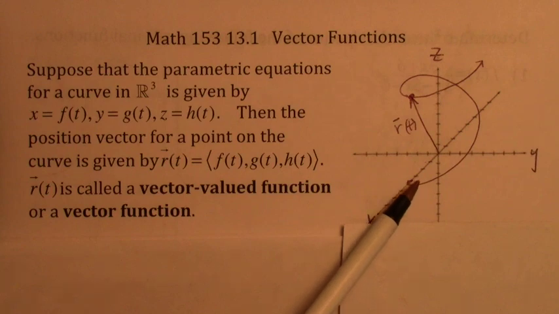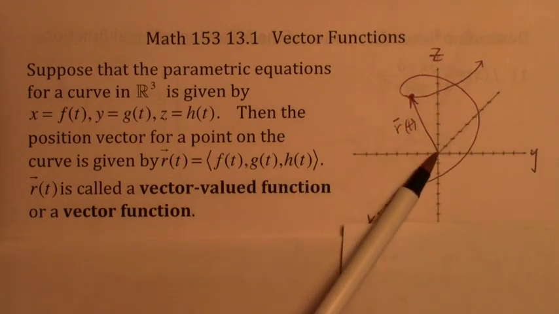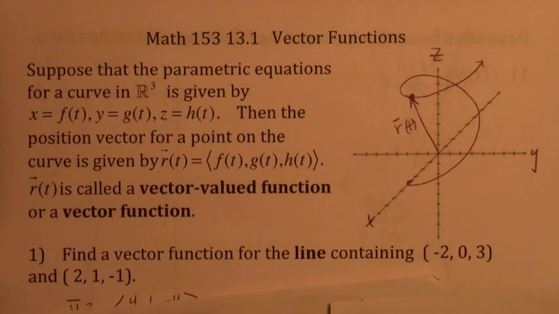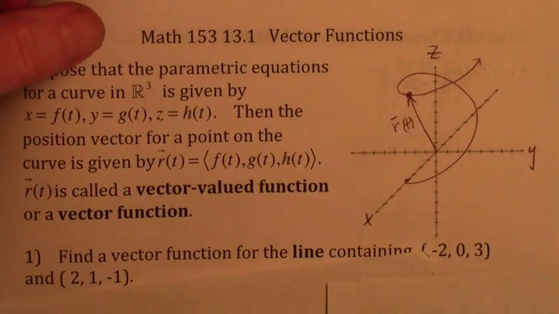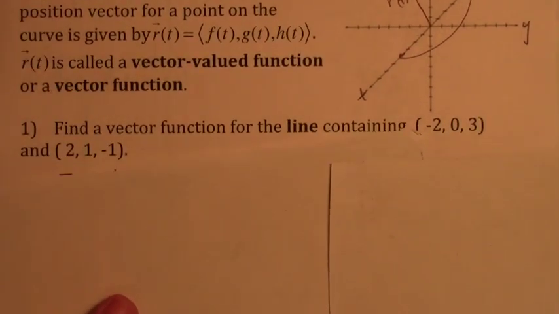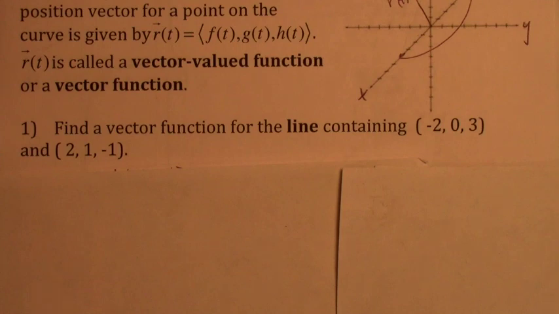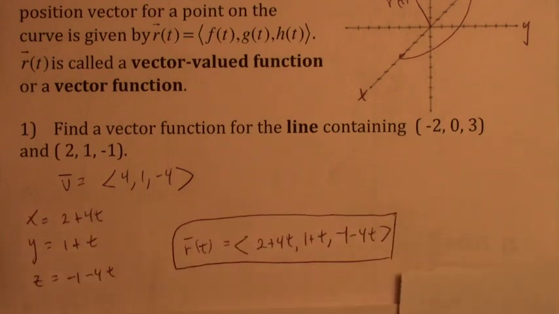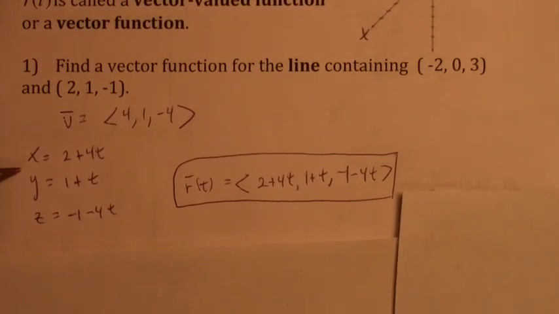Think of it like this. If you have a curve here in R3, and you have a point on that curve, the position vector is given by r of t. So how would you find the position vector for the line that contains these 2 points? Well, as you know from the last chapter, to find the equation of a line, don't you need a point and the direction vector? So you can form the direction vector by subtracting the coordinates. And then what I usually do is go ahead and get the parametric equations for the line and then make them the components of the vector function.